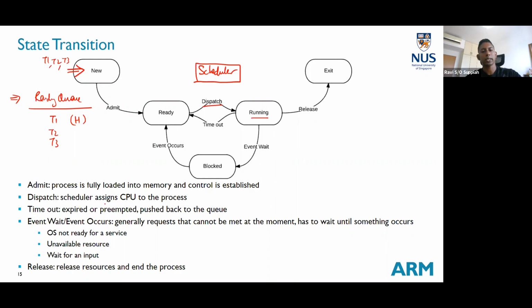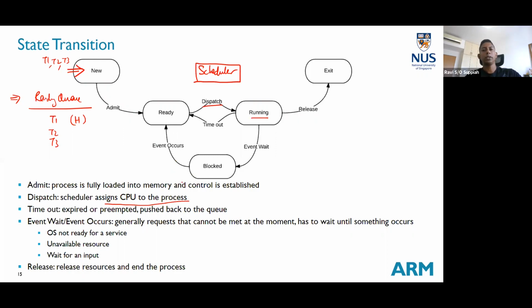The scheduler assigns the CPU to the process. Once you transition from the ready state to the running state, that means you are actually executing your code. When you're in the ready state, you're not running your code yet. You are still waiting for your chance to run. Only when the scheduler selects your task and you transition to the running state are you actually executing your code.